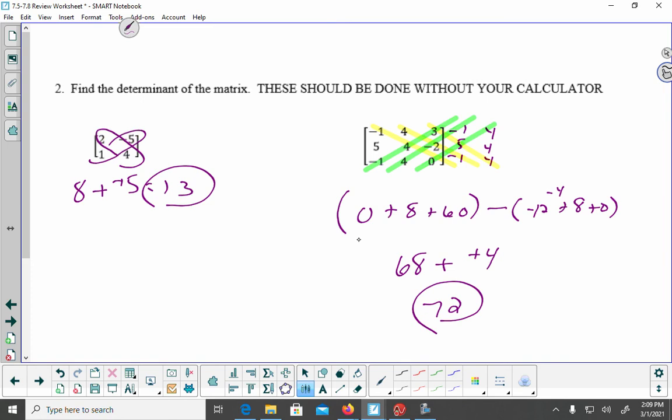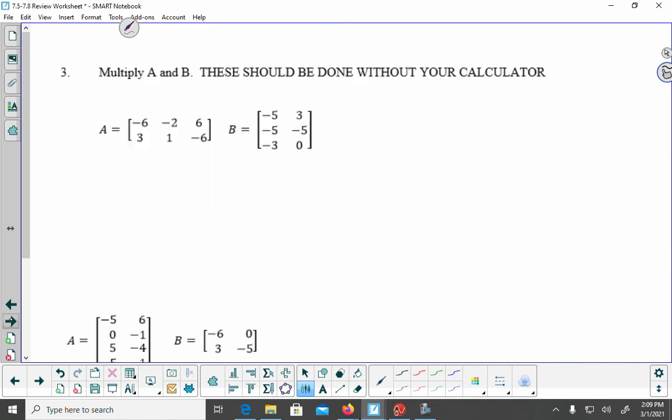Again, I can check both of these answers on my calculator to make sure I got them right. Number 3, multiply. These should be done without your calculator. So here I have a 2 by 3, and I'm multiplying it by 3 by 2. It can be done because those two numbers match, and my answer is going to be a 2 by 2.